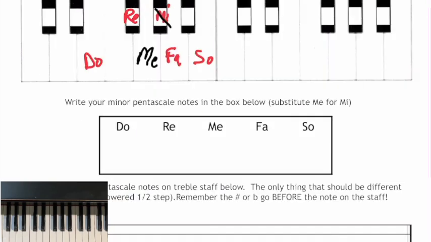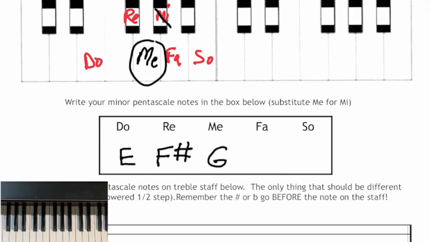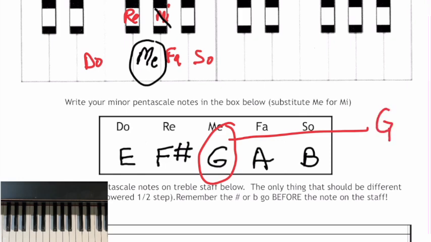So let me scroll up. So now let's draw our new syllables here. Remember, the only thing that changed was our third one, so do remains at E, the same. Re is still F sharp, but now May here is G, has not been altered. Fa and so, A and B. So we've just lowered this syllable. It was G sharp. We remove the sharp and it becomes G.